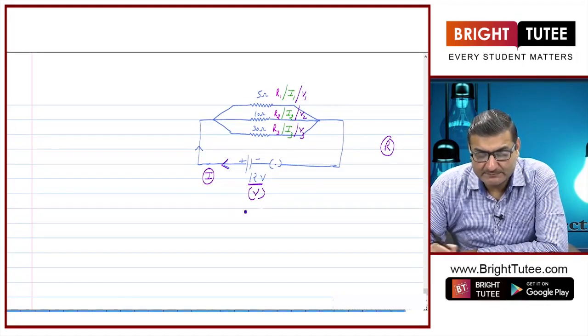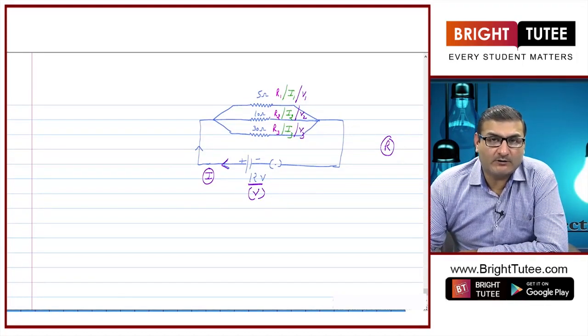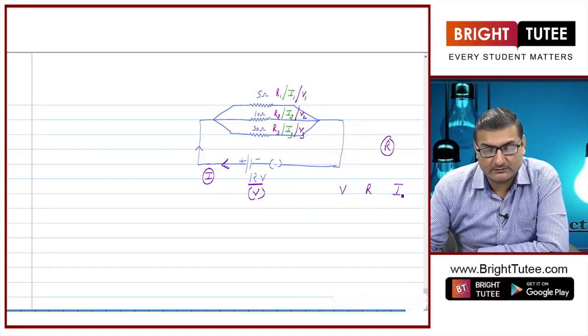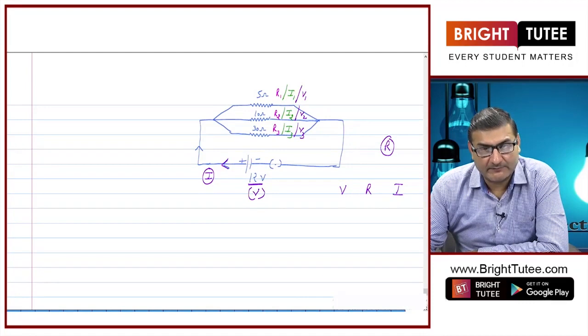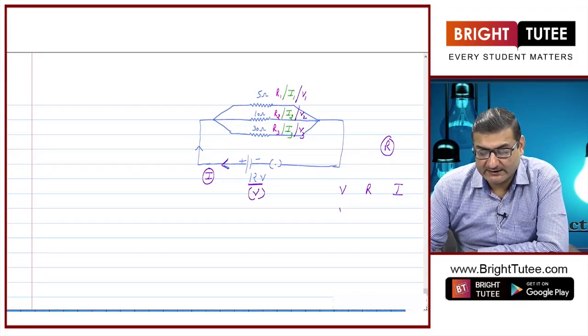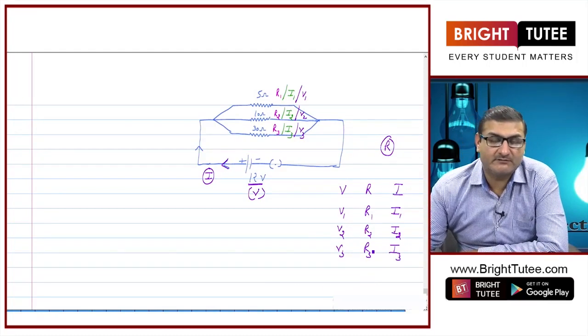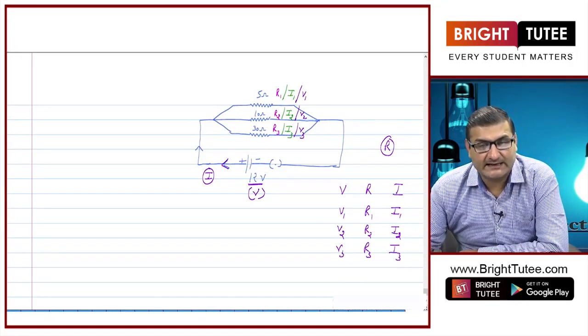So, in this particular circuit diagram, the values that can be found out are the total potential difference, the total resistance, and the total current. Apart from them, for individual resistances, we have the potential difference in the first, second and third resistance, the first, second and third resistance values, and the first, second and third resistance currents. These are all the possible values that can be found out in this particular circuit diagram.